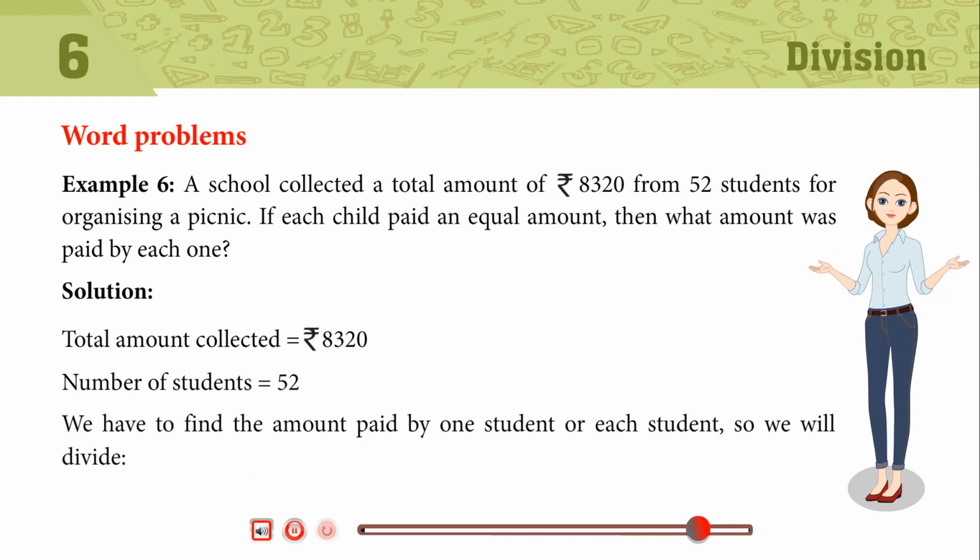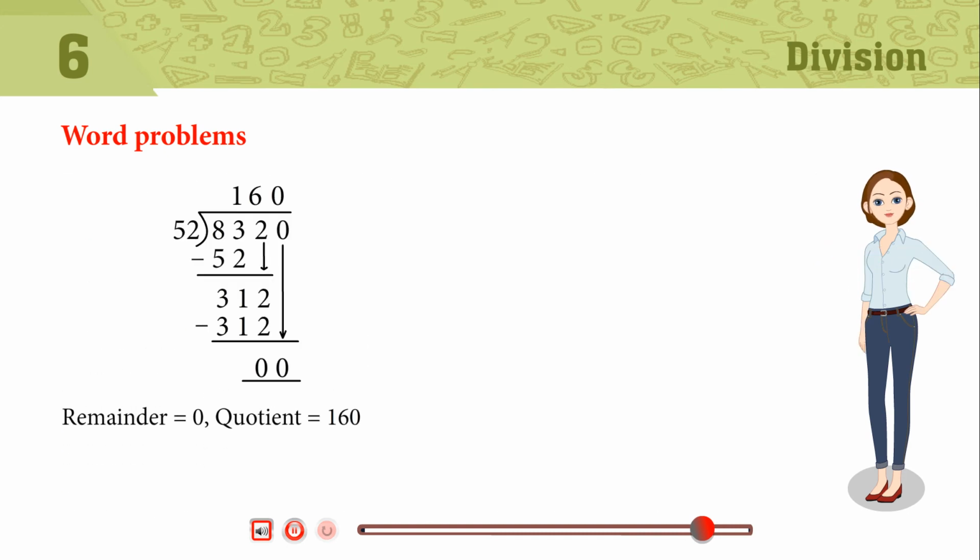We have to find the amount paid by one student or each student, so we will divide. Remainder is equal to 0, quotient is equal to 160. Therefore, each student paid rupees 160.